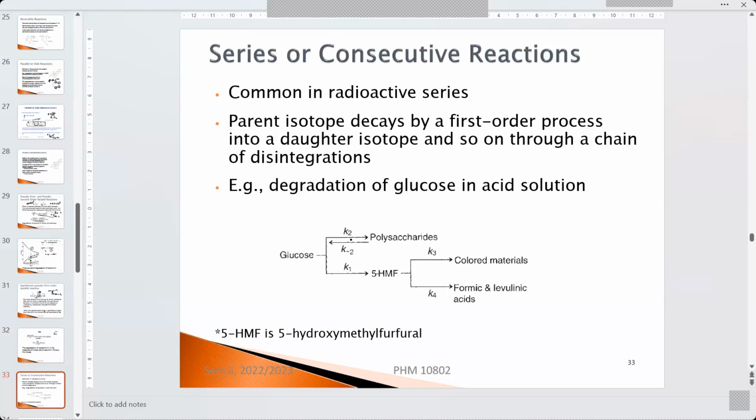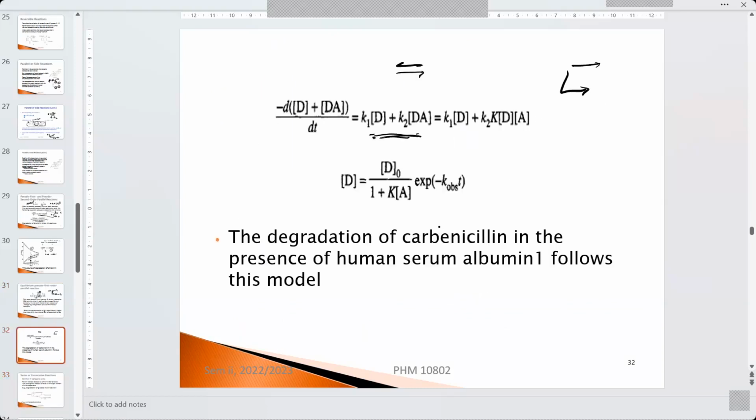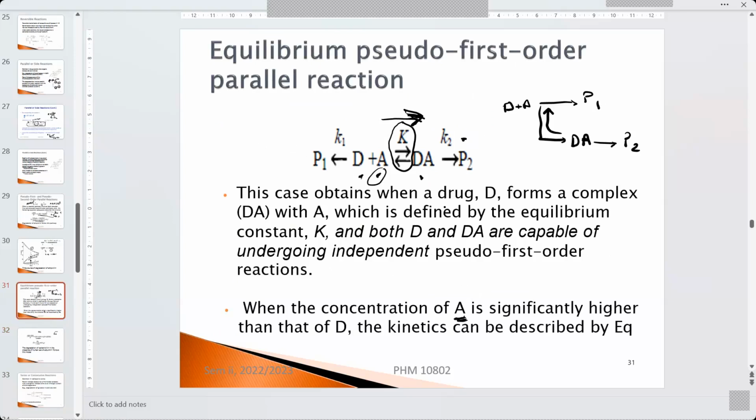Okay, example from this series. Here, actually, what do you have here? What kind of reaction? It is parallel and at the same time it is a series reaction because we have consecutive steps. Step 1, step 2, step 3. So the complexity of this reaction is that it is parallel and at the same time it is a series. One of the arms is a series reaction, right?